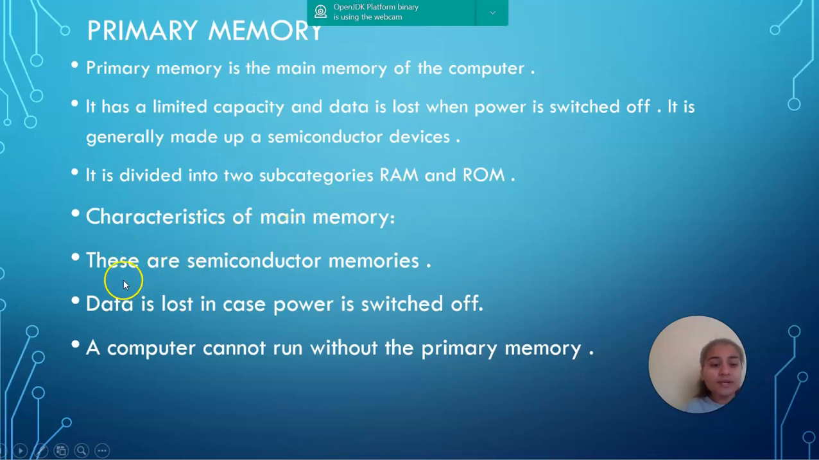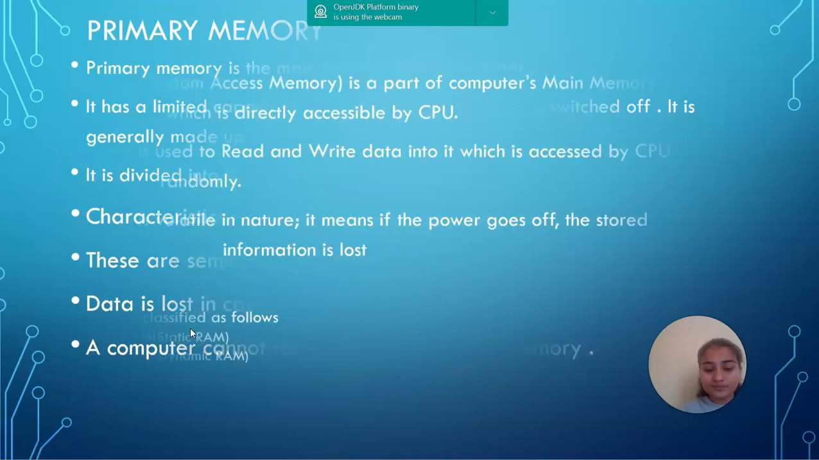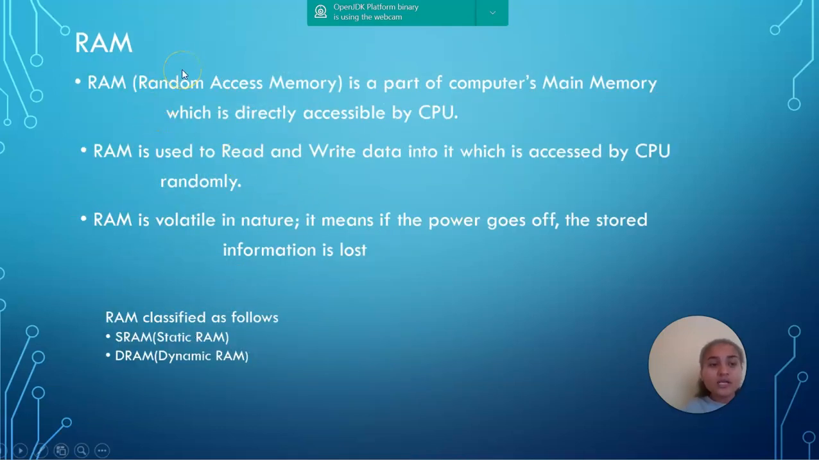Characteristics of main memory: these are semiconductor memories. Data is lost in case the power is switched off. A computer cannot run without a primary memory. Now I'll explain the RAM and ROM. RAM means random access memory. It is a part of computer main memory which is directly accessible by CPU.